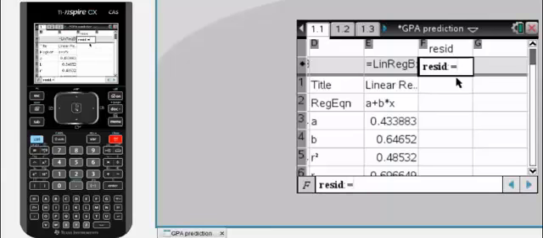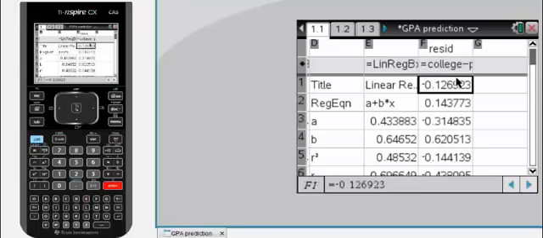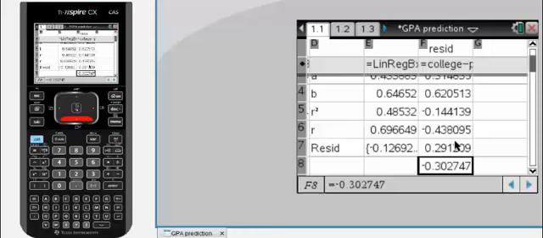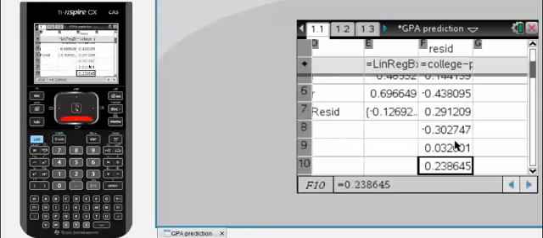My actual value over there was under the title college, and my predicted value was under predicted college. And here's all the residuals. And I believe we calculated these in class. But these are them to 6 decimal places.